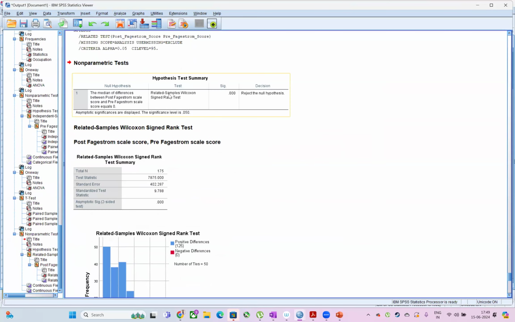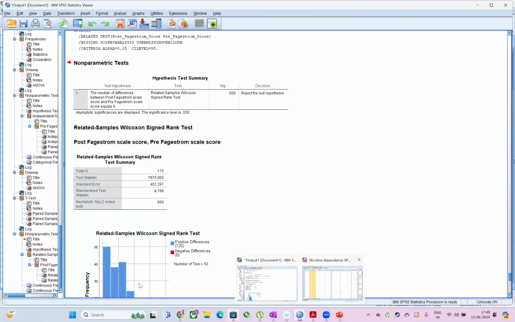So now it is showing that I have used the Wilcoxon signed rank test and found the association to be statistically significant. Okay, so this is how you use the Wilcoxon signed rank test for paired data, before-after data.